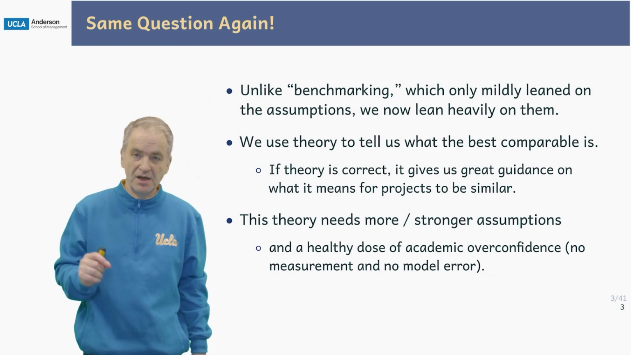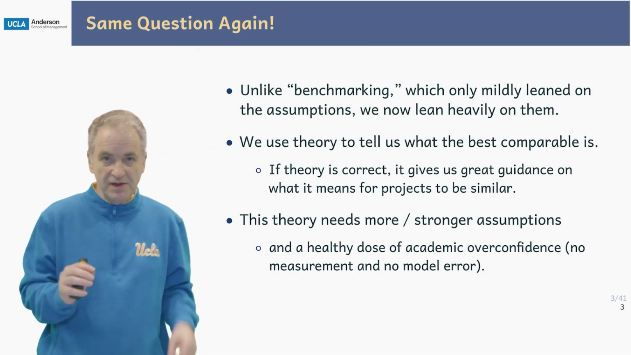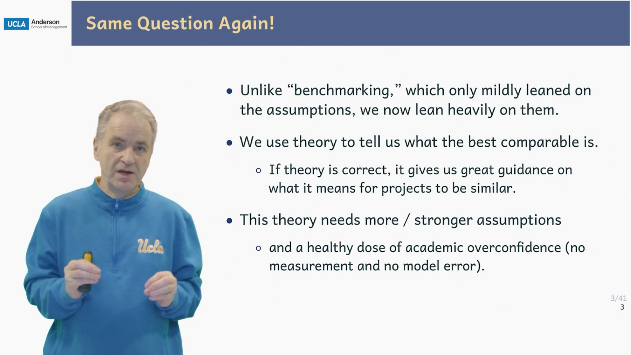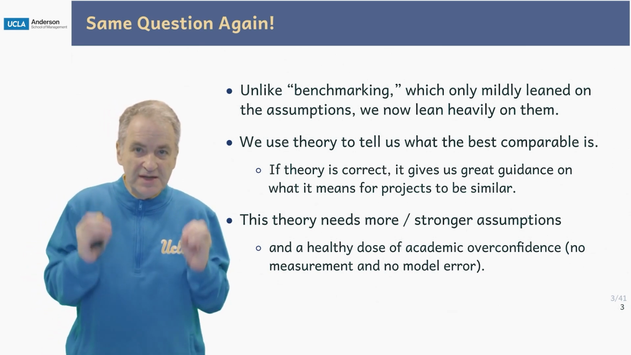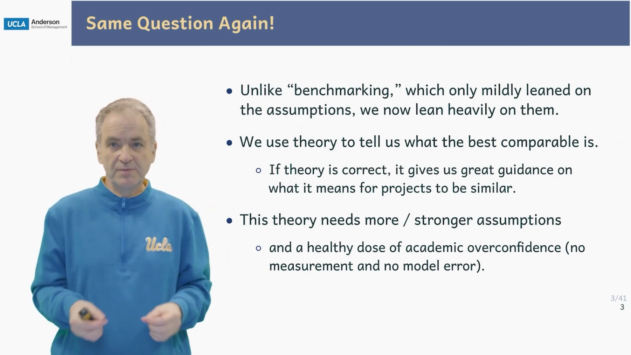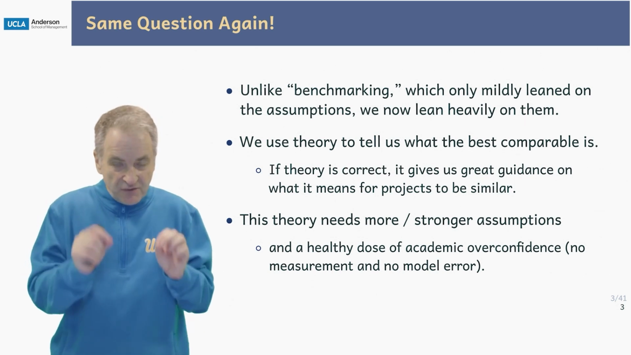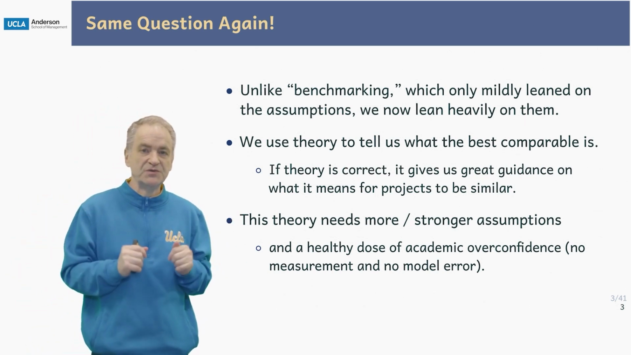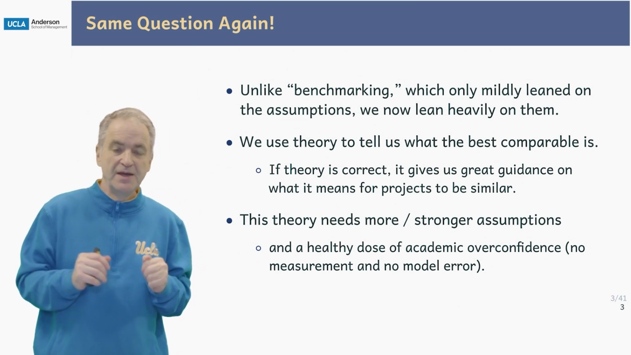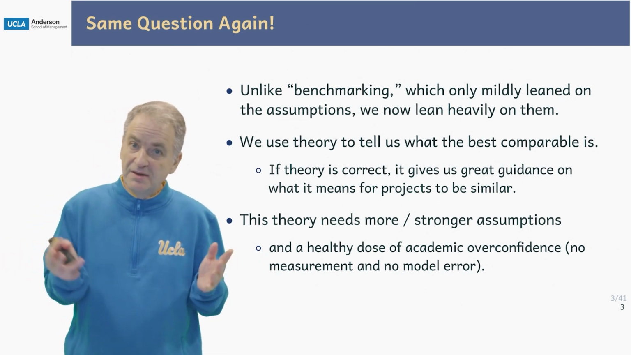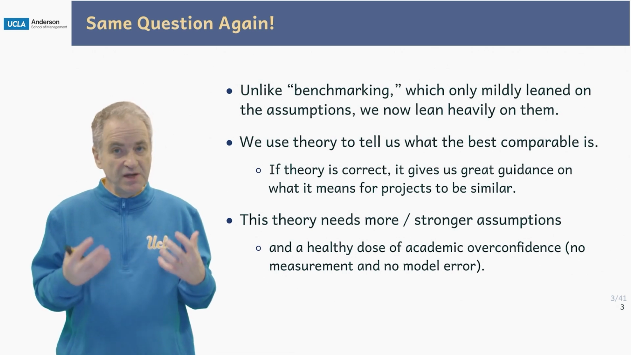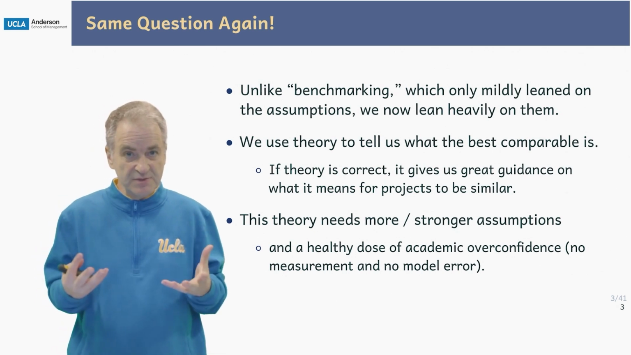Unlike benchmarking, which only leaned very mildly on this, we're now going to use a very, very strong theory. And that theory is going to inform us what the best comparable is. If our theory then is correct, we have great guidance on what it means for projects to be similar. If we are wrong, then we're going to use a nonsense number. So this theory needs more and stronger assumptions.